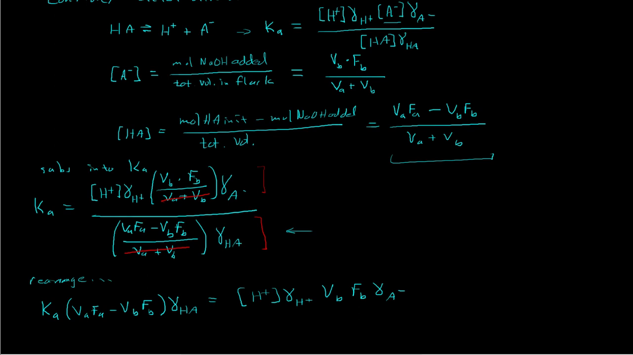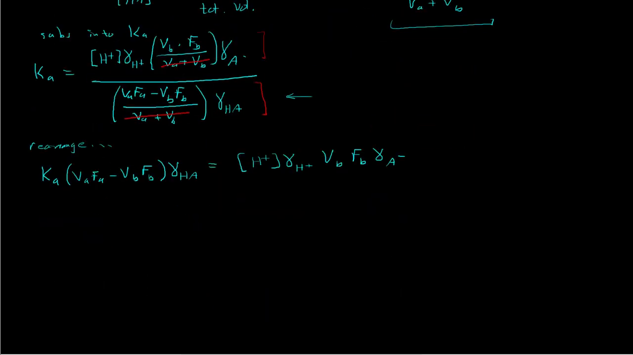Okay, so now to continue rearranging things a little bit, I'm going to divide both sides by this term right here, the FB gamma A minus. So I'm going to divide both sides by that, and that's going to give me Ka. I'm going to move this gamma HA and put it next to my Ka here, just group those things together. And that gets divided by the gamma A minus from over here.